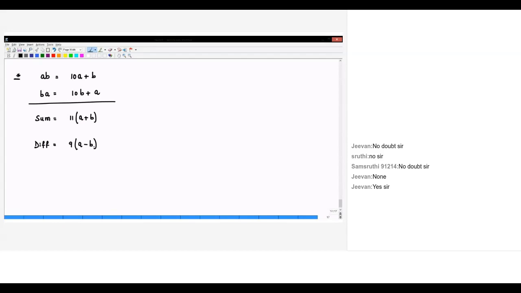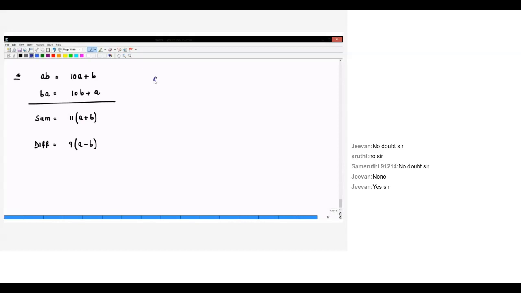So if you take a two-digit number, and reverse its digits, and subtract it from the original number or add it to the original number: if you add it, the sum will be divisible by 11. If you subtract it, then the difference is divisible by 9. This is in case of a two-digit number.